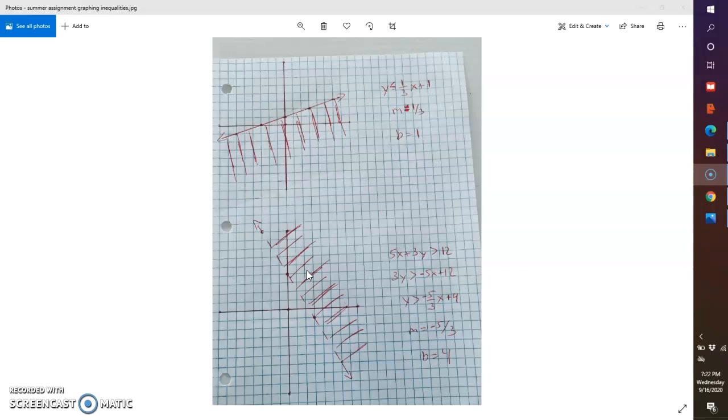But once we've done that, we use slope and y-intercept, and we graph a line like we normally would with an equal sign. My y-intercept is 1, my slope is 1/3, so up 1 over 3, down 1, left 3, and we draw the line.